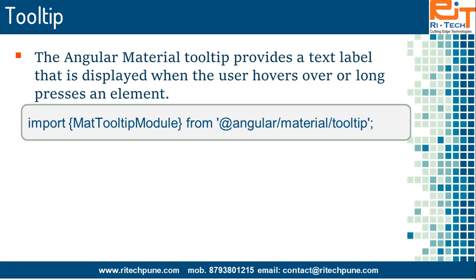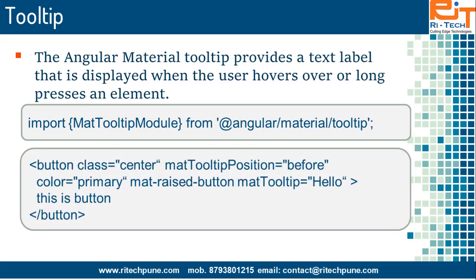Now to use the tooltip, at the first step we'll import the MatTooltipModule, and this MatTooltipModule is available in Angular Material Tooltip. Now once we import this module, we can use a directive matTooltip, and this matTooltip allows you to specify a tooltip that you want to display for any control. So it can be a button or a label, it can be any tag.